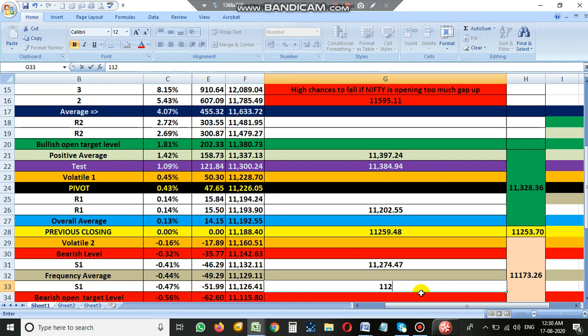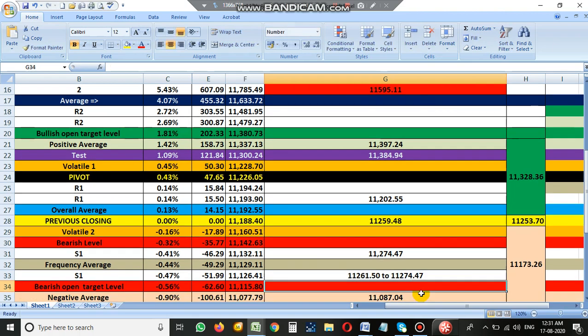11,000 to 61.5 to 11,000 to 74.47. So this is the level, because 3 points from the average, and this is the level. So if we take the round off, we can go for a 10.